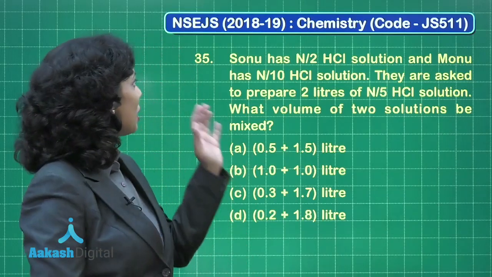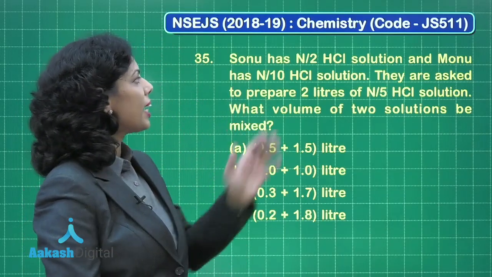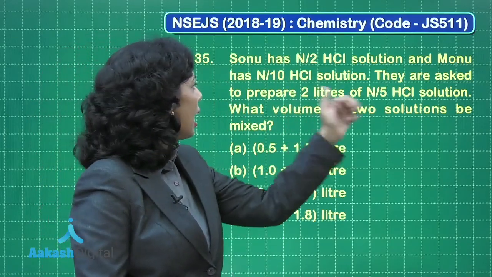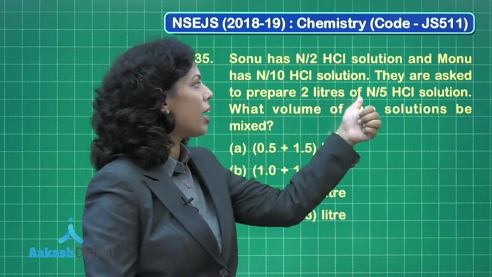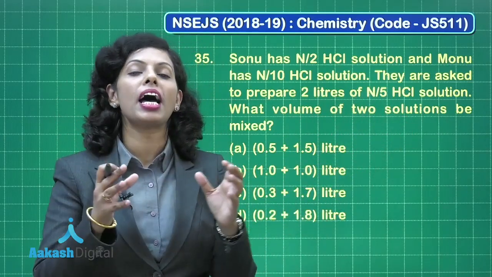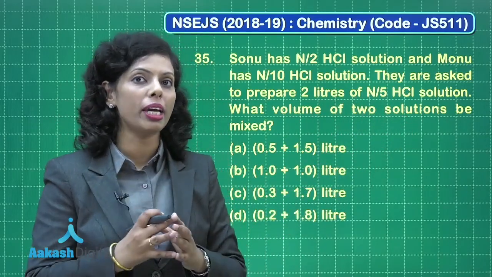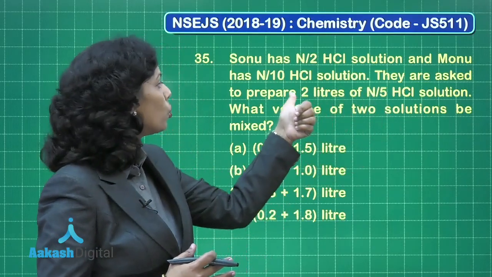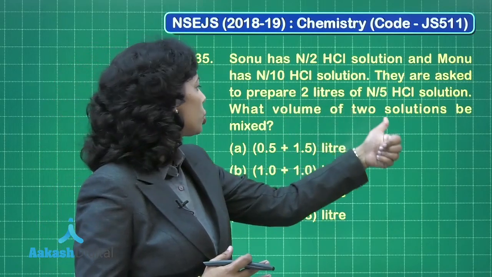Now here is question number 35. Sonu has N/2 HCl solution and Monu has N/10 HCl solution, and they are asked to prepare 2 liters of N/5 HCl solution. It means both of them have HCl solution, they are just going to mix, and the final normality of the solution is N/5 and the volume is 2 liters. What volume of the two solutions should be mixed?